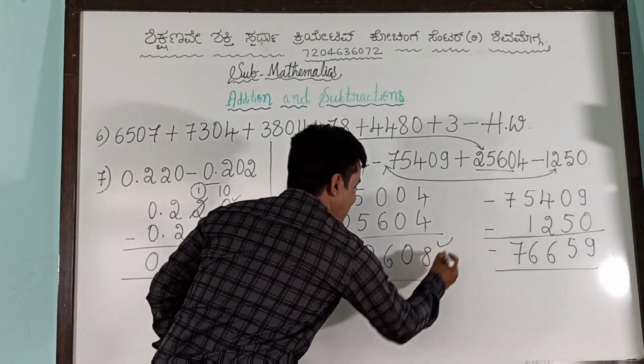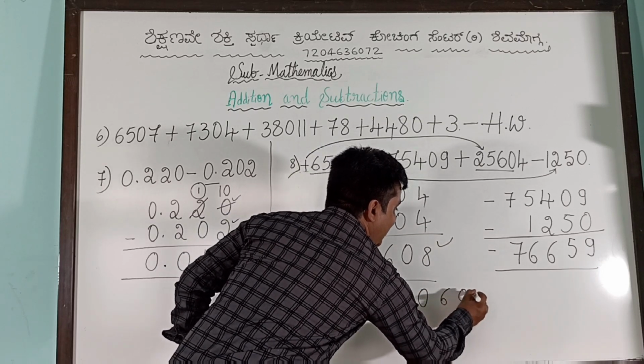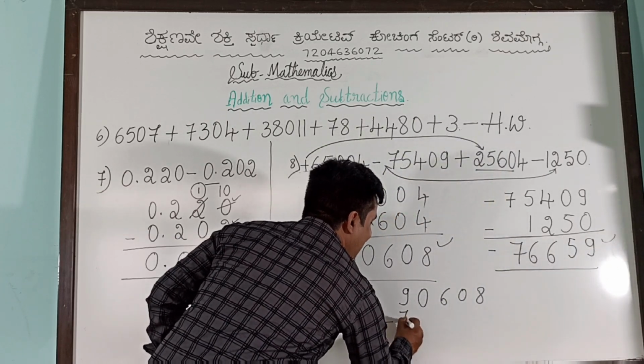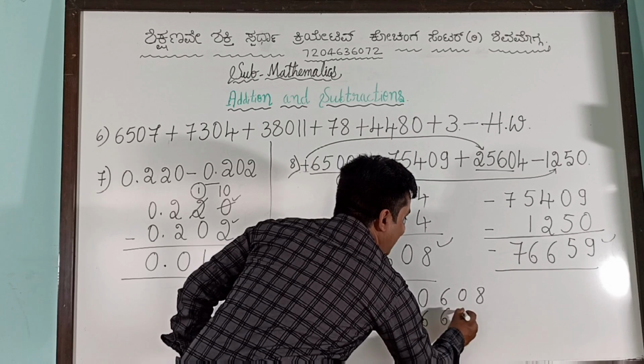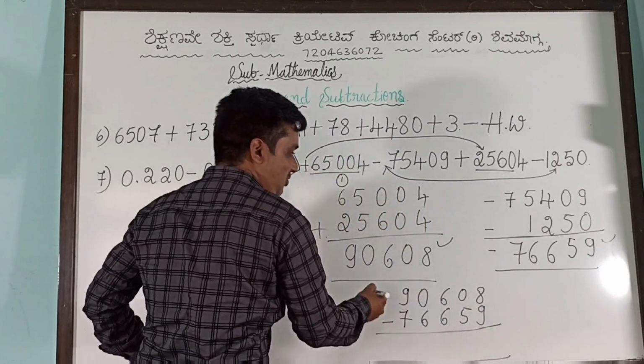Here what we got as the answer? 90,608. Minus 76,659. Now let's find the difference between these two numbers.